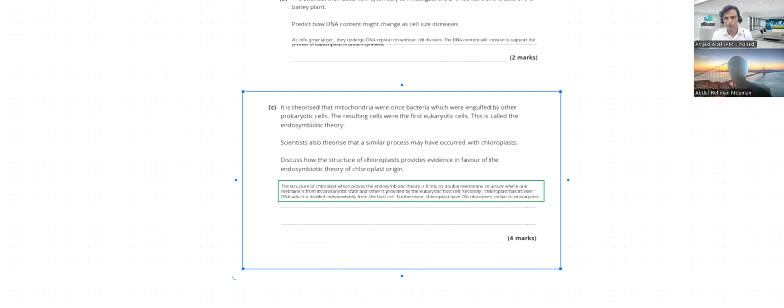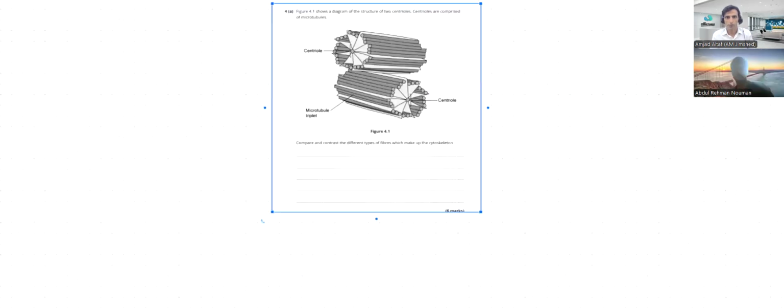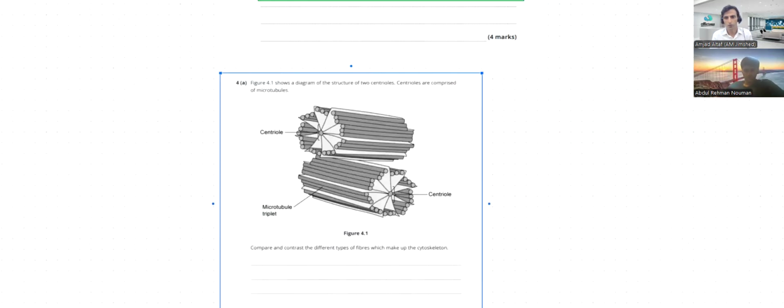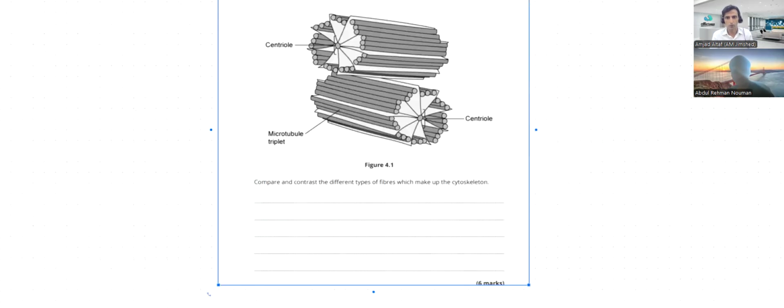In a 6 mark question, what we need to do is explain the cytoskeleton structure. Look at this, it's a question. I think half time is past, and we just need to practice on the other chapter as well, the second topic. Okay, compare and contrast the different types of fibers which make up the cytoskeleton.